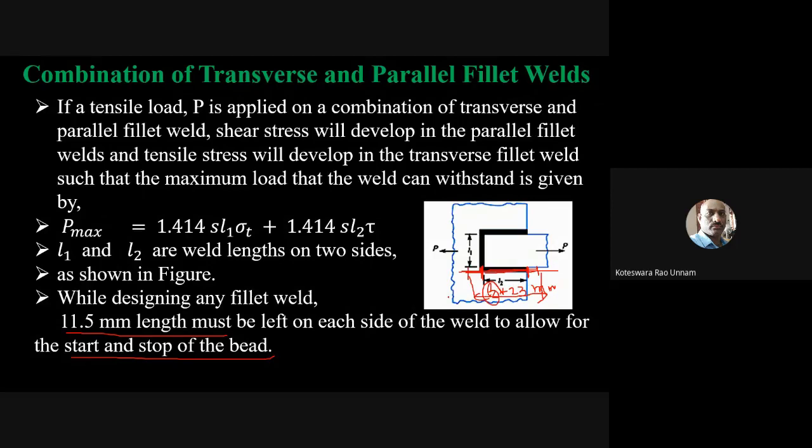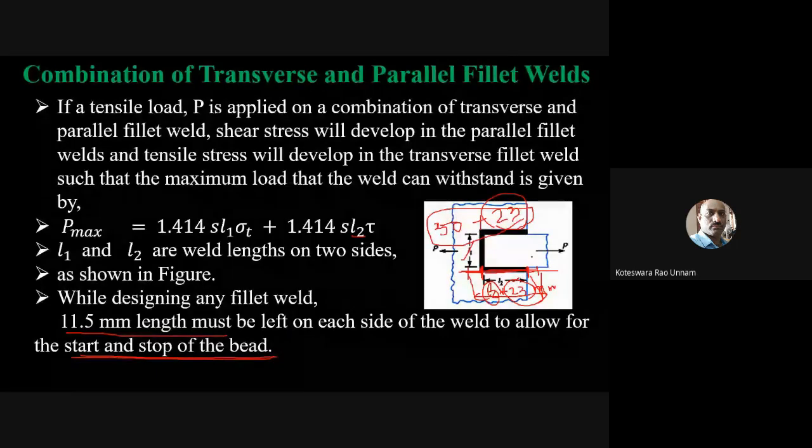After calculating that, suppose they ask what L1 and L2 are required. From the calculation, let us say you got L2 equal to 50 mm. Then for the length of the weld required, you need to add this 23 also. You need to state that the length of the weld required is 50 plus 23, which is 73 mm. Out of 73, the 23 is an allowance on the weld to provide for start and stop of the bead. Like that you need to estimate.